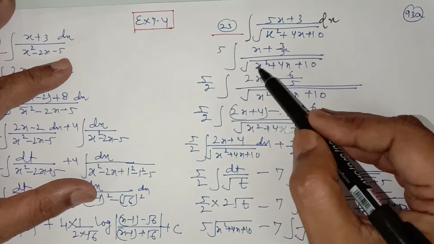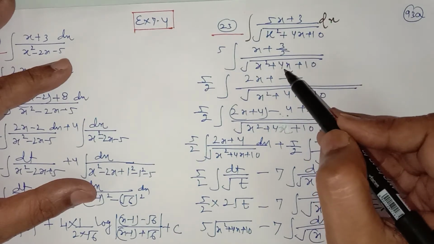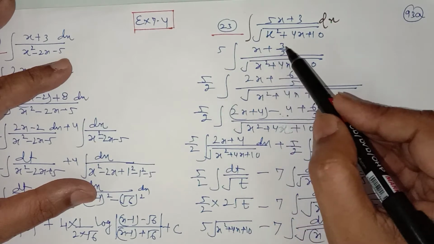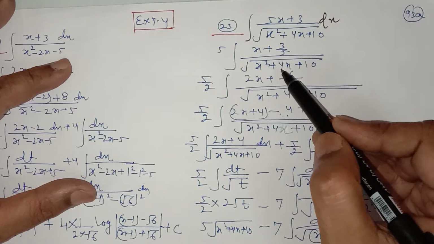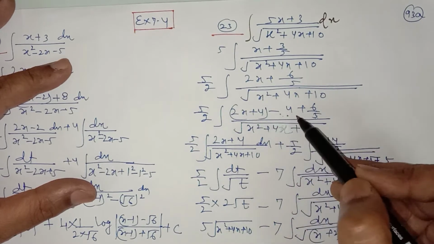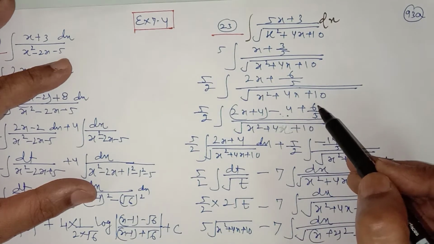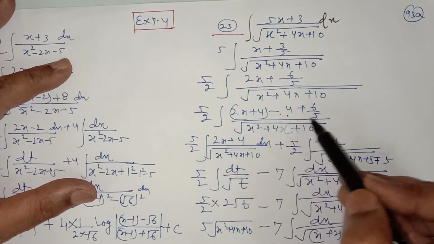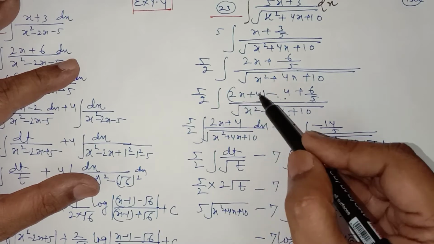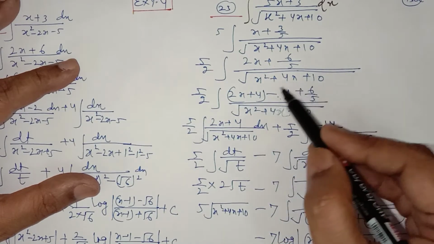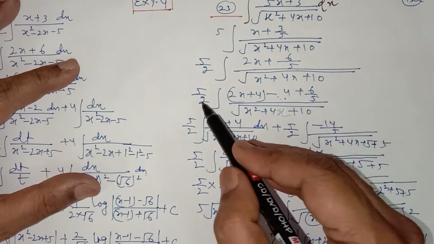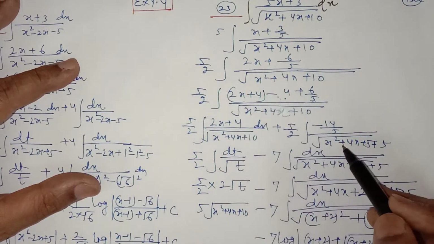Now I need 2x plus 4 in the numerator, the derivative of the quadratic, so I multiply numerator and denominator by 2. It comes out to be 2x plus 6 upon 5. Now I need plus 4, so adding and subtracting 4. This is minus 20 plus 6, minus 14 upon 5. So break into two integrals, one containing the derivative of the quadratic, that is 2x plus 4 upon this, and in the next integral simplify this part, which is minus 20 plus 6, minus 14 upon 5 into 5 upon 2, and upon this.